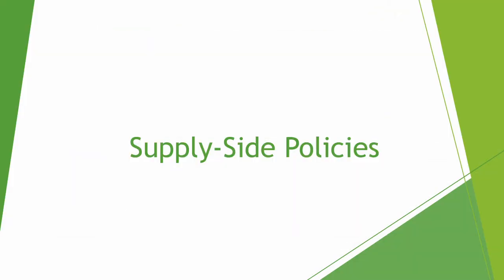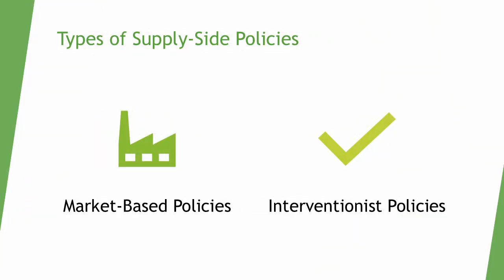Supply-side policies are measures designed to increase the productive potential of the economy by improving efficiency, productivity, and the operation of markets. Supply-side policies can be shown on an AD-AS diagram by a rightward shift of the long-run aggregate supply curve. There are two types of supply-side policies: market-based and interventionist.